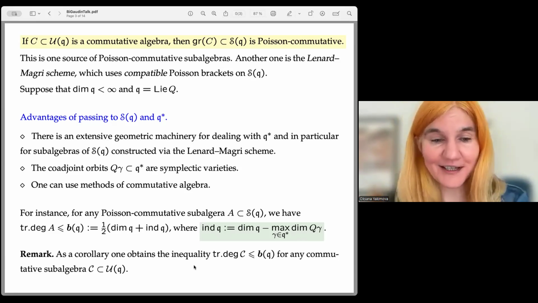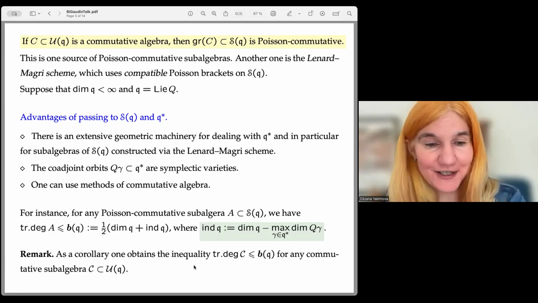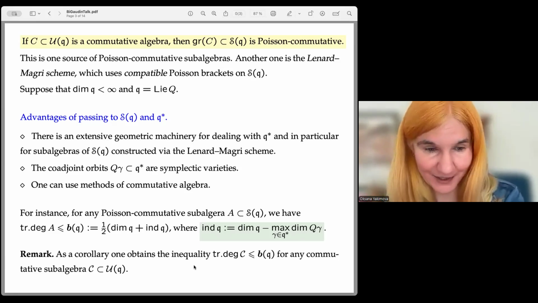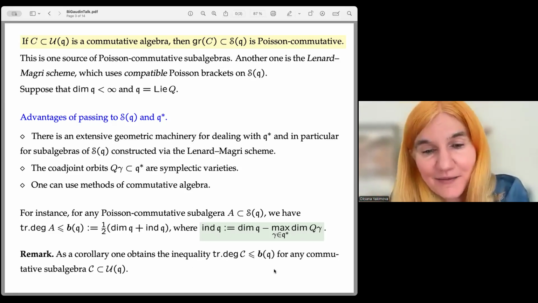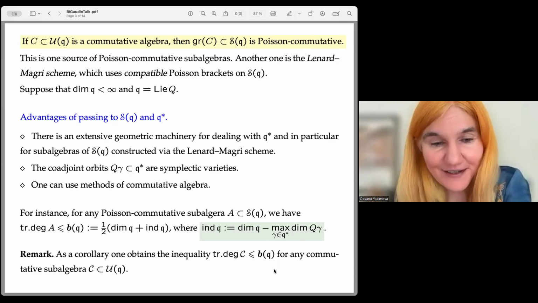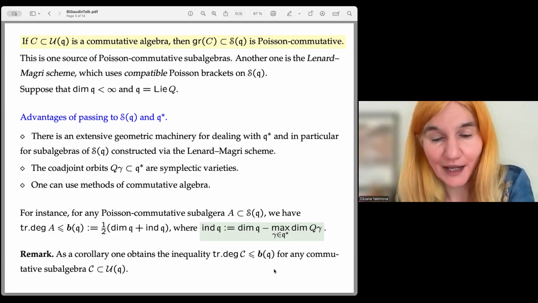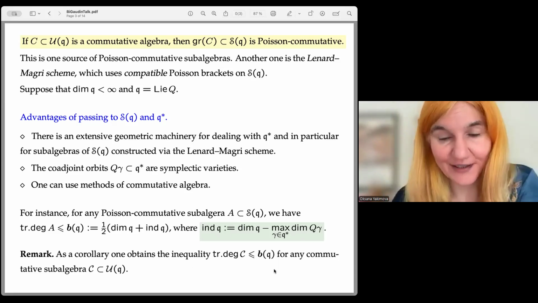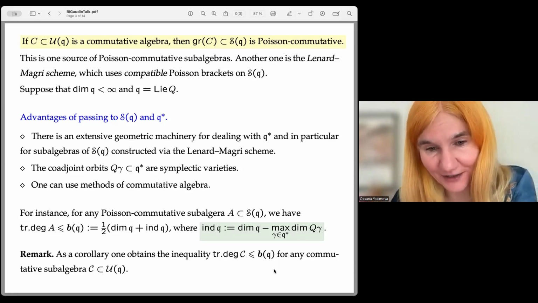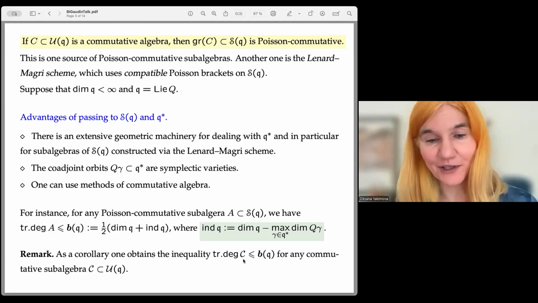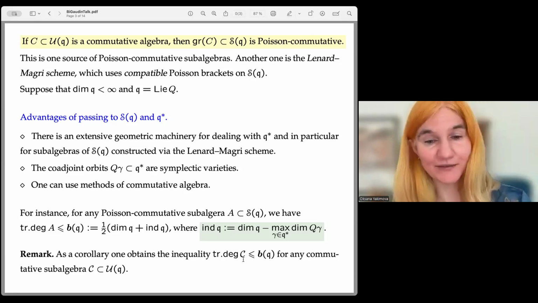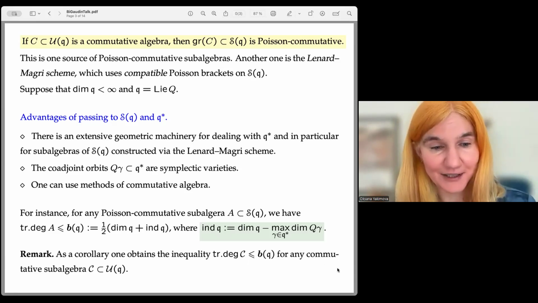And from this, one can deduce that the transcendence degree of a commutative subalgebra of U of Q is bounded by the same number. This is rather difficult to see directly because we cannot pass to the differentials. This is not a commutative object, and actually even the transcendence degree for any subalgebra of U of Q is not well defined, so we have to take the Gelfand-Kirillov dimension. Only if it is a commutative algebra can we really talk about transcendence degree.